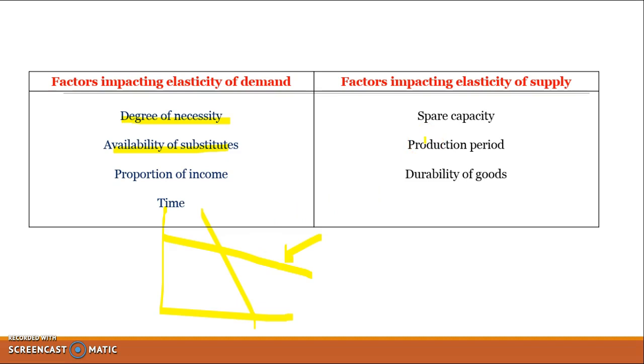In terms of factors impacting elasticity of supply, make sure you don't use these ones. The key ones to use are spare capacity. The more spare capacity you have in an industry means you've got idle resources and therefore you can use them in production quickly and respond faster to an increase in price. Production period, so how long it takes you to make something. For example, a house takes a long period of time to make, so it's more inelastic. If it's easy to make, then it will take a very short period of time, and we can respond quickly to higher prices. And durability of goods: goods that last a long time can be stored, and therefore they can be quickly supplied when prices increase.